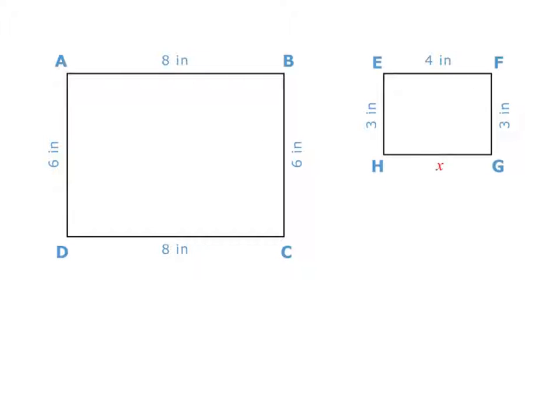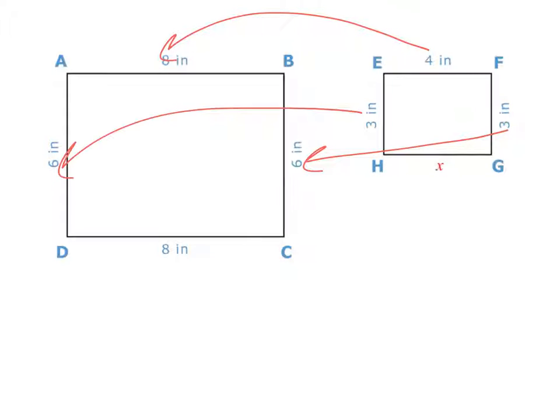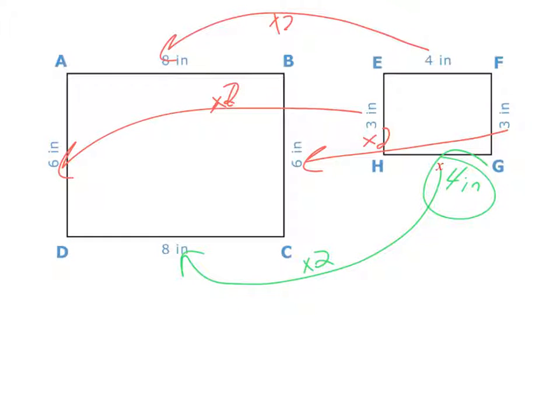So if I have these two rectangles here, my corresponding sides are 4 and 8, 3 and 6, and 3 and 6. It's pretty obvious what our scale factor is at this point. I just need to double everything. Double, double, double. That didn't take a whole lot of figuring out. So in order to find my missing side length, I need to multiply it by 2 to get 8. What number do I multiply by 2 to get 8? 4. And that's going to be in inches.